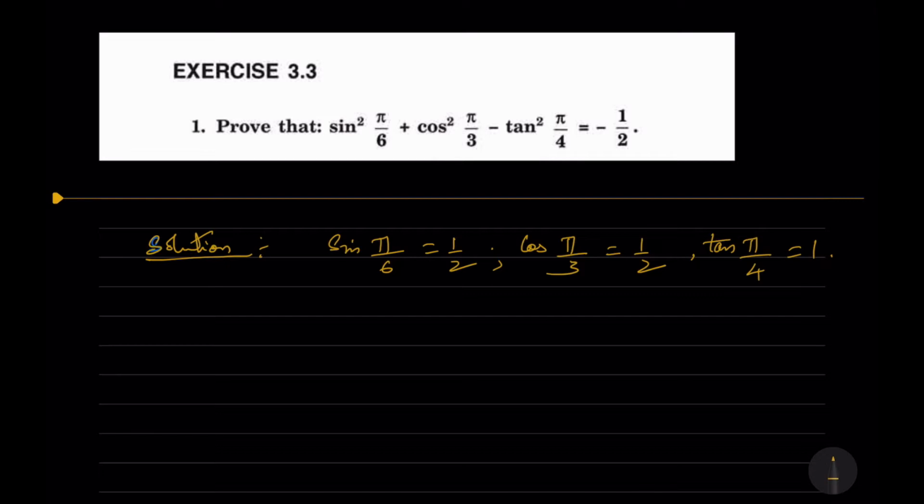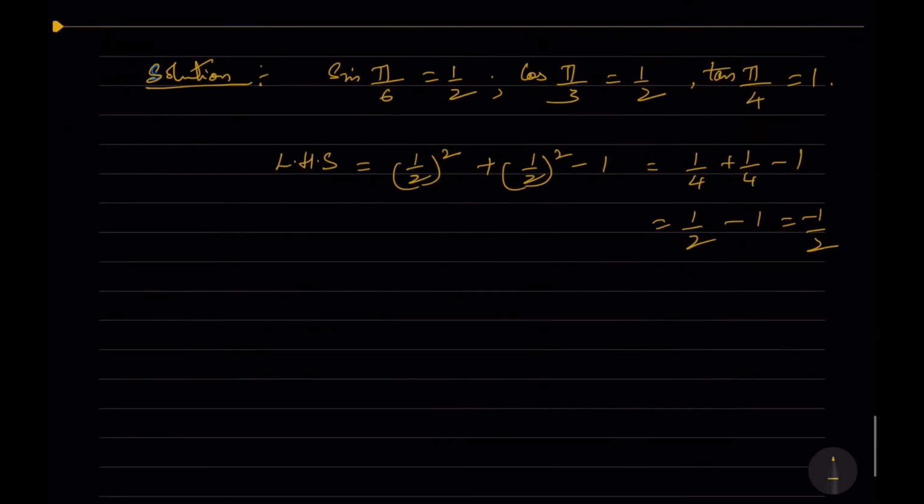So now here it's given that we have to prove that sin square pi by 6 plus cos square pi by 3 minus tan square pi by 4 is equal to minus 1 by 2. So now taking LHS first, LHS is equal to half whole square, that is sin square pi by 6, plus 1 by 2 whole square minus 1, which is equal to 1 by 4 plus 1 by 4 minus 1. 1 by 4 plus 1 by 4 is 1 by 2, minus 1, which is equal to minus half, which is equal to RHS. So since LHS is equal to RHS, hence proved.